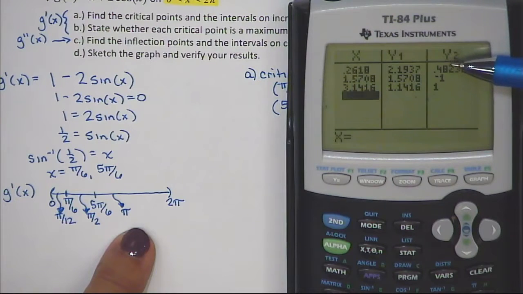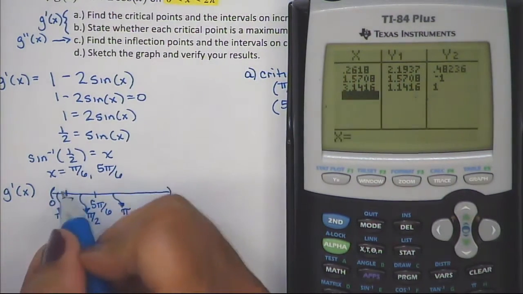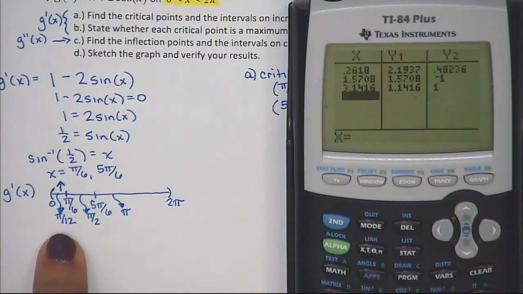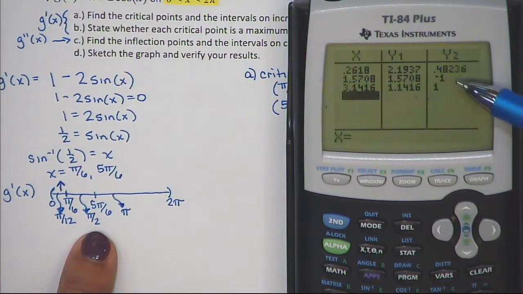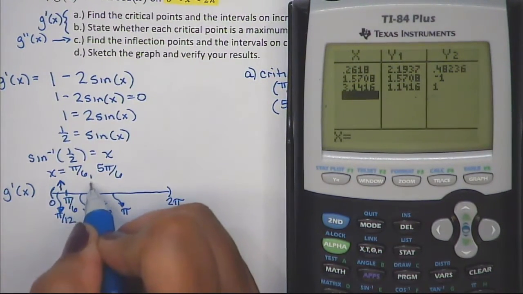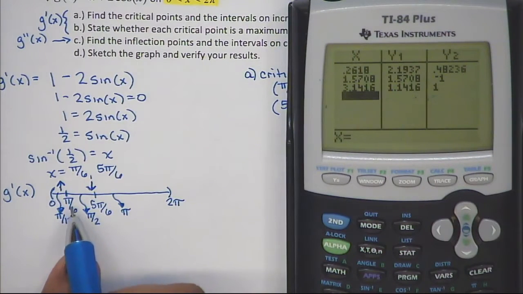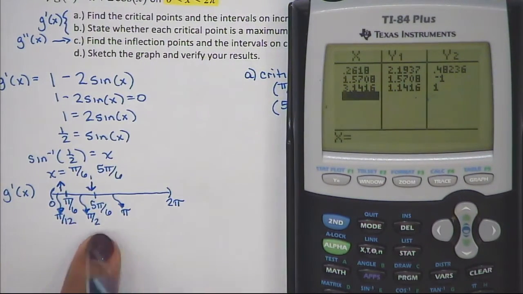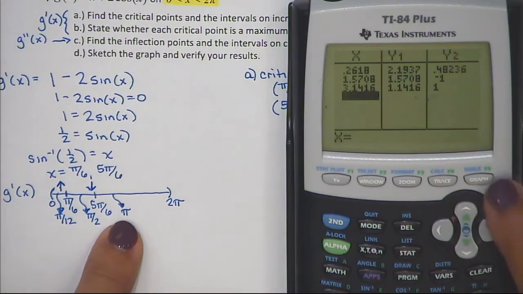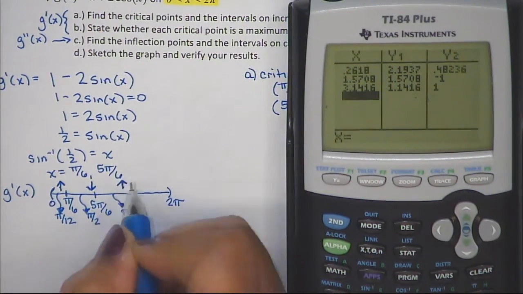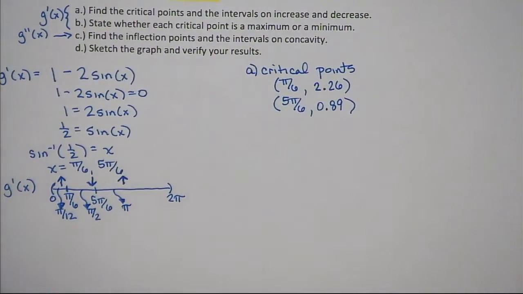So positive when I was at pi over 12, so that's an up arrow right there. So up arrow between 0 and pi over 6. My next test point at pi over 2, I got a negative 1, so that means this graph is decreasing between pi over 6 and 5 pi over 6. And then over here, at pi, I got 1 again, so the rest of the graph is increasing. All right, so now I can answer the rest of part A.